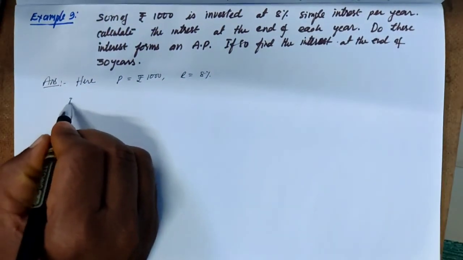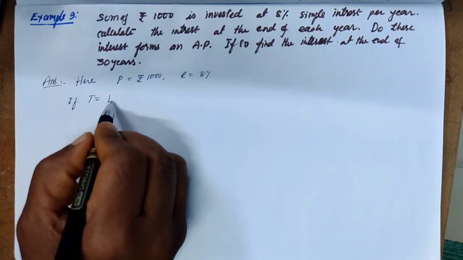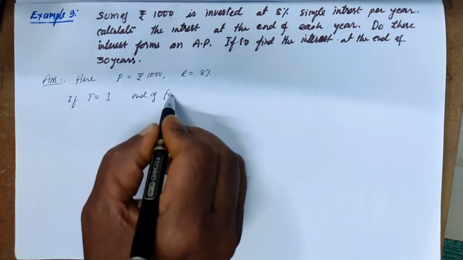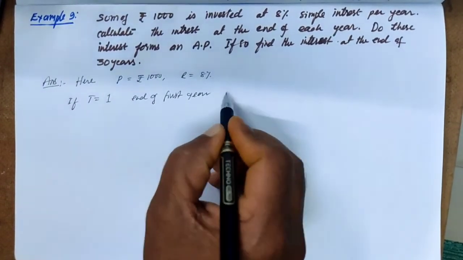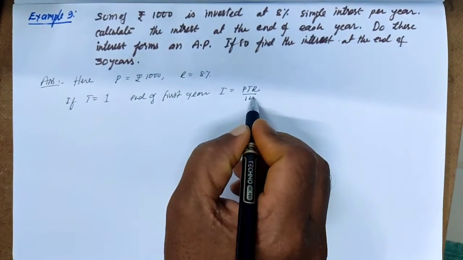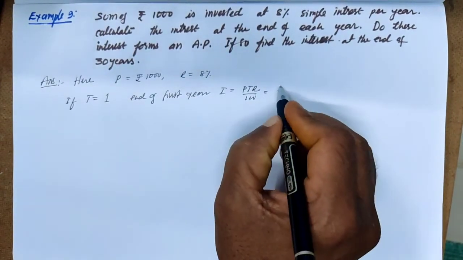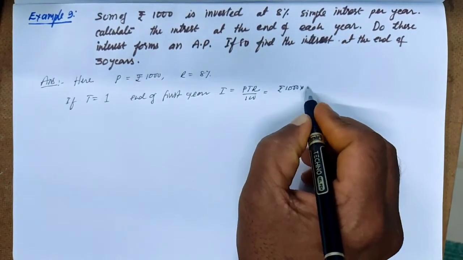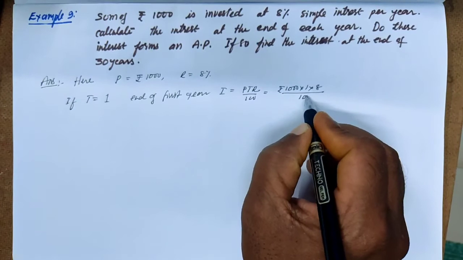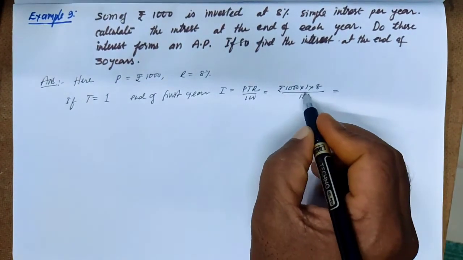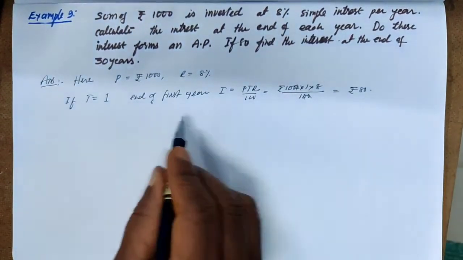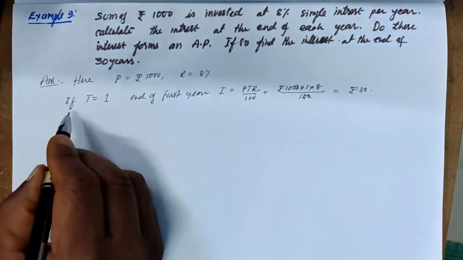So if T is equal to 1, that is the end of the first year, the interest is equal to PTR by 100. This is the formula. Now substitute the values: rupees 1000 into time period T equal to 1, and rate of interest 8 by 100. Now 10 into 8 is 80 rupees. So the interest at the end of the first year is 80 rupees.